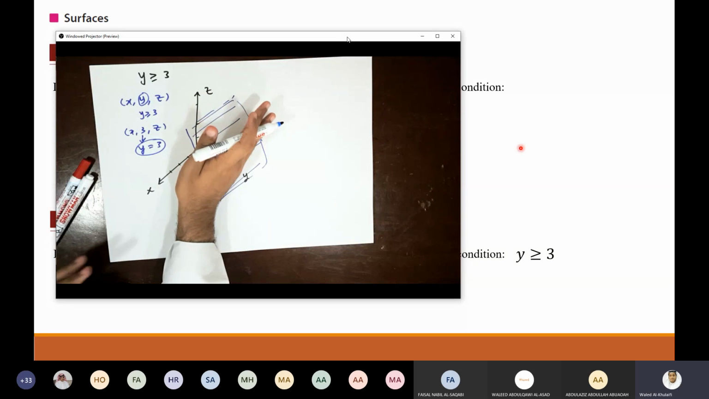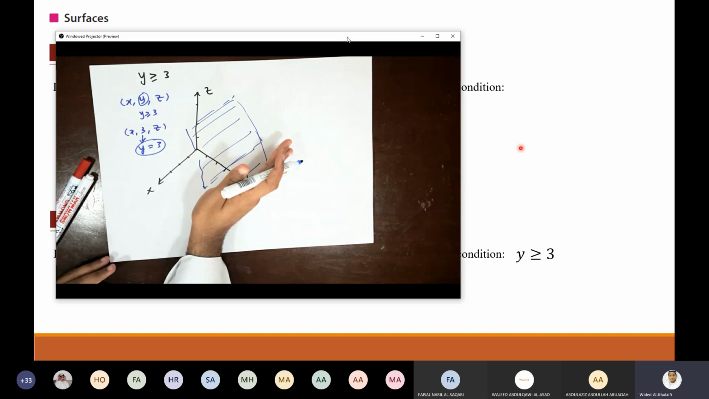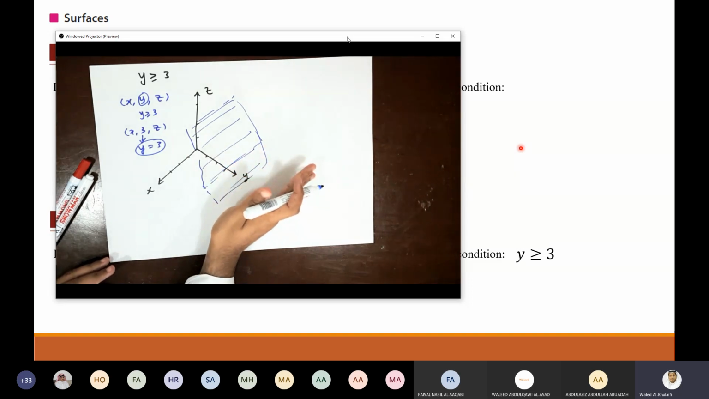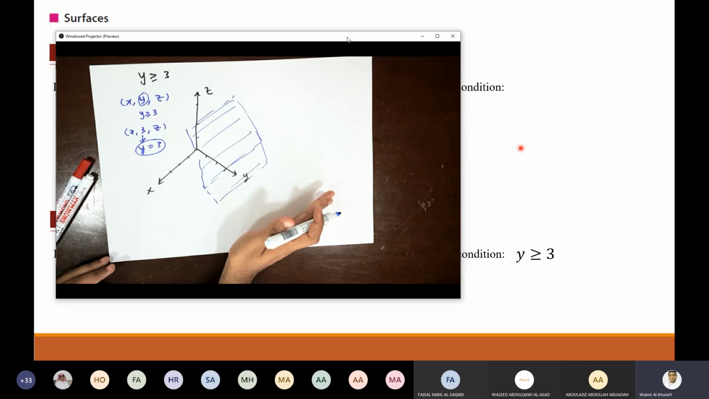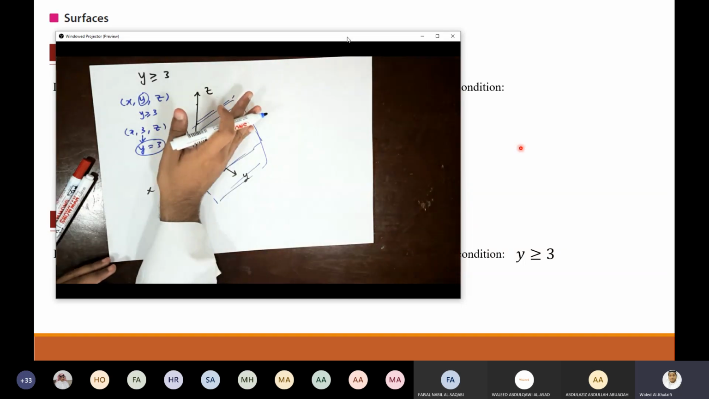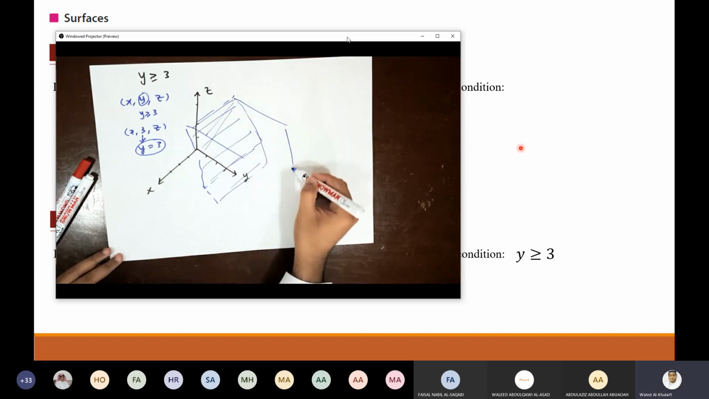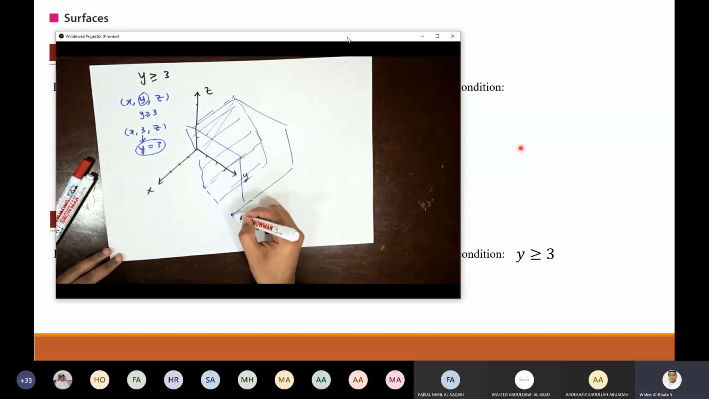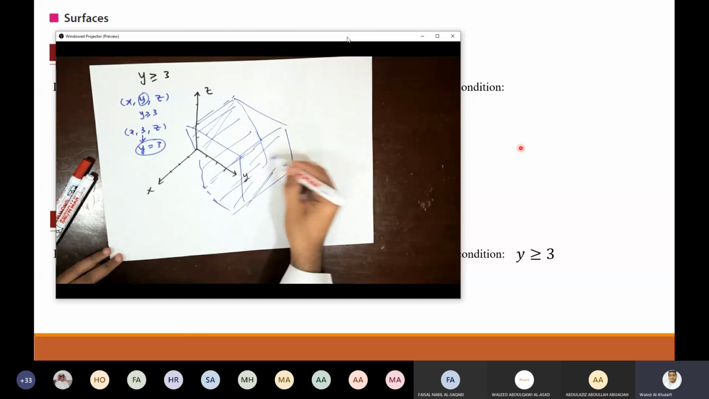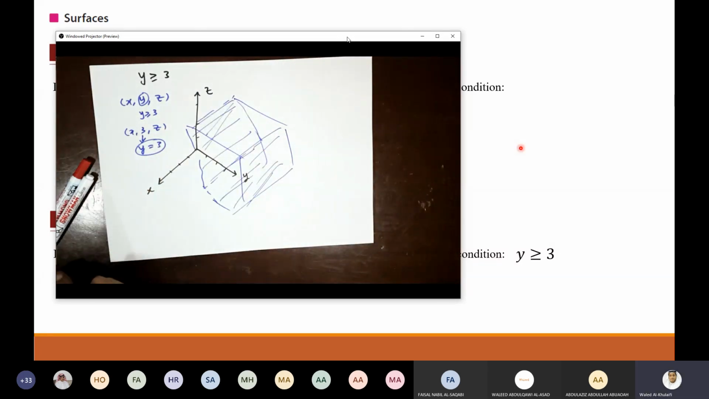This is one plane. What if I said y equal to 4? It will be another plane, right? Like this. What about y equal to 5? Another plane. Y equal to 6, y equal to 7, y equal to 8. So what does it mean? We have the whole thing, the whole thing from y equal to 3.